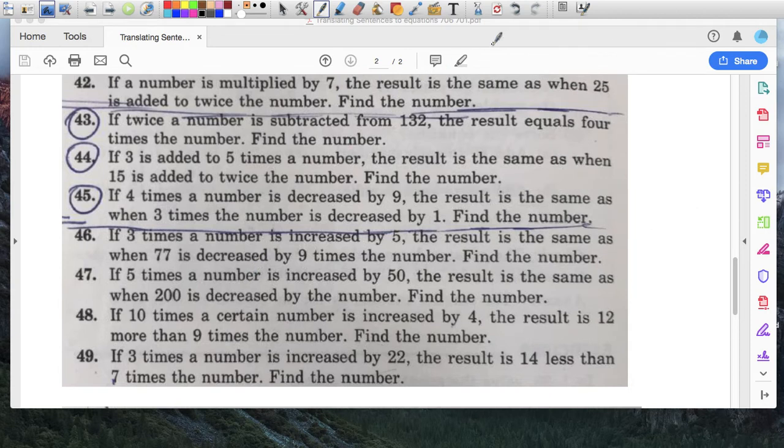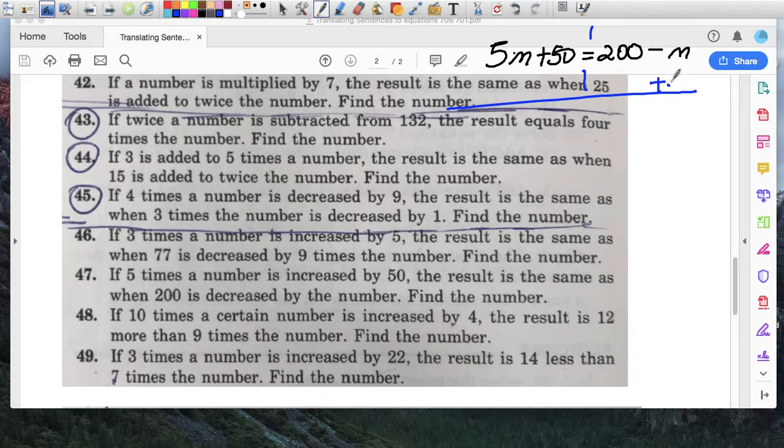47. If 5 times a number is increased by 50, the result is the same as 200 decreased by the number. So that's my equation. Again, no distributive property, just equations with variables on both sides. So let's do that. Let's get rid of this n, because there are variables on both sides.